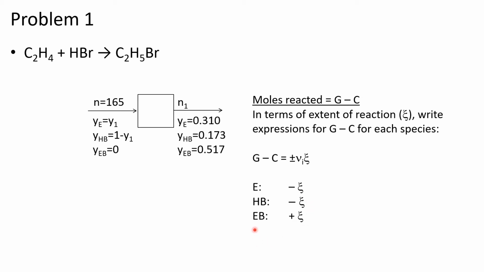Finally, ethyl bromide is a product, so we'll have a plus. The stoichiometric coefficient for ethyl bromide is 1, and then we'll multiply by the extent of reaction xi. Next, we're going to put these expressions into a mass balance for each of these reactive species.